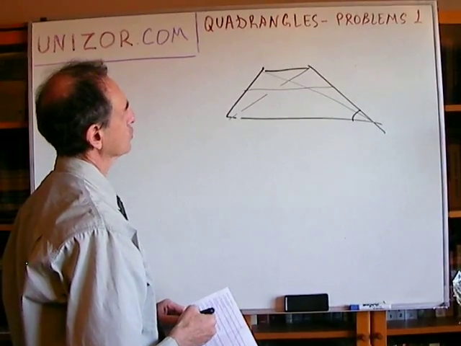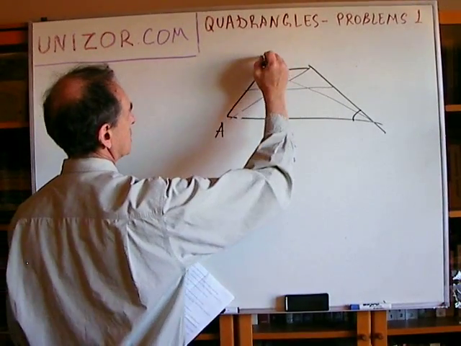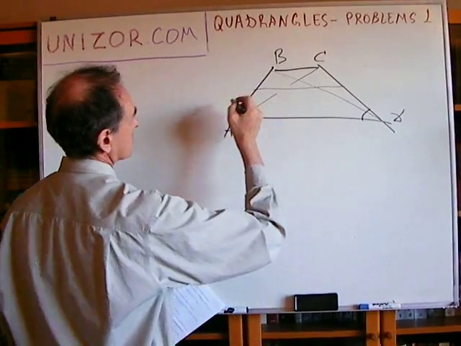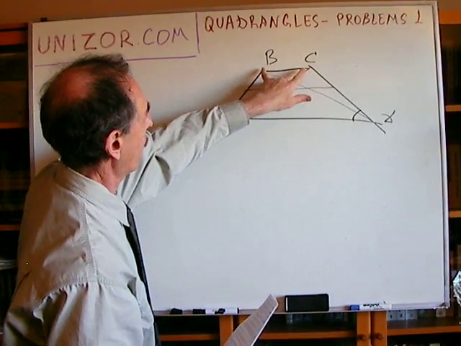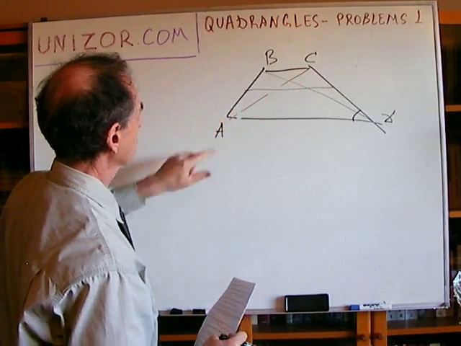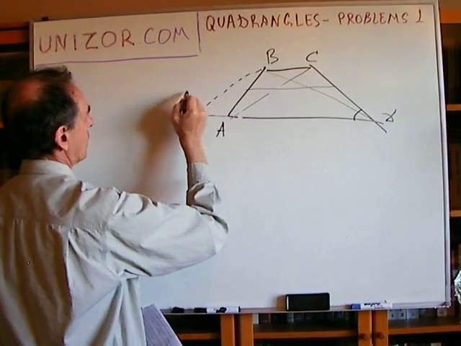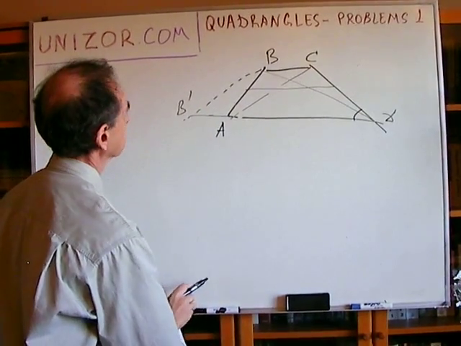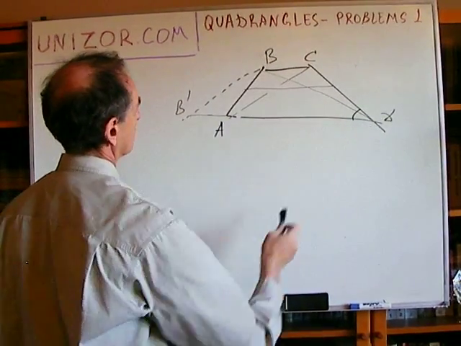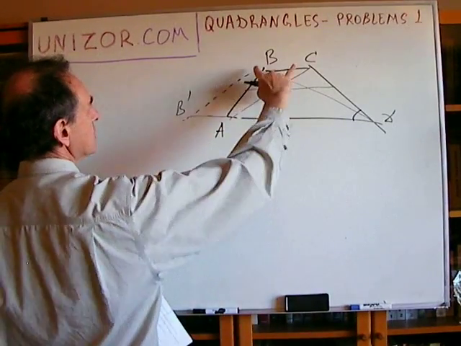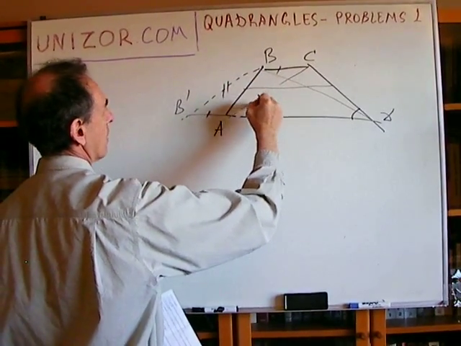All right, so what should we do? Well, that's actually quite easy. Here it is, A, B, C, D. So what we do is we shift BC parallel to itself, so C is sliding towards A. This will be B prime. Now let's think about triangle B prime B D. What do we know about it? Well, since BC is shifted parallel to AB prime, these are equal and parallel to each other.